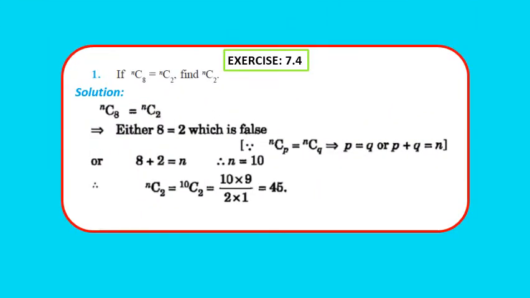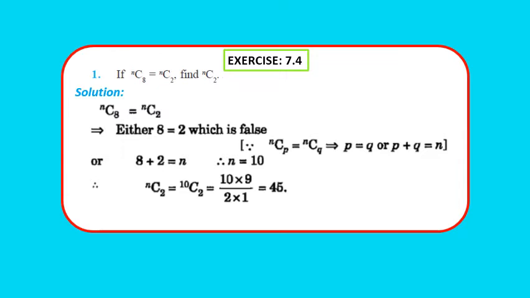So let's start exercise 7.4, and question 1 is: if nC8 is equal to nC2, then find nC2. Now nC8 equals nC2, so by using the property that if nCp is equal to nCq, then either p is equal to q or p plus q is equal to n. Now here 8 cannot be equal to 2, therefore using the second one, that is p plus q equals n, we get 8 plus 2 is equal to n, that is n equals 10, therefore nC2 becomes 10C2.